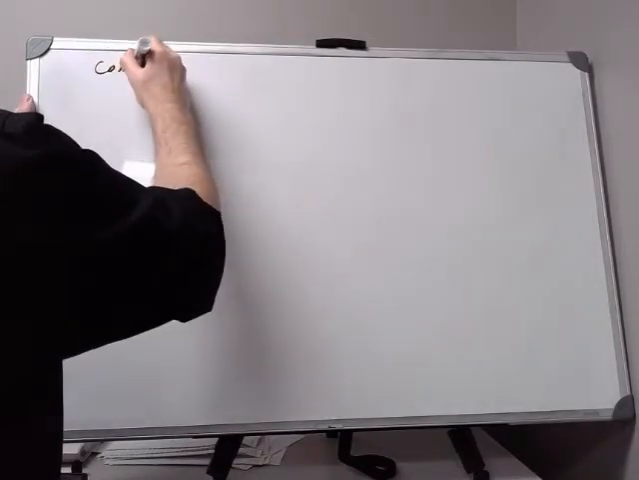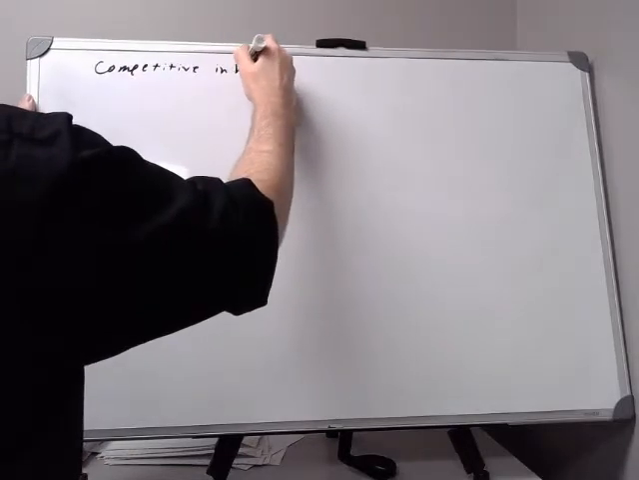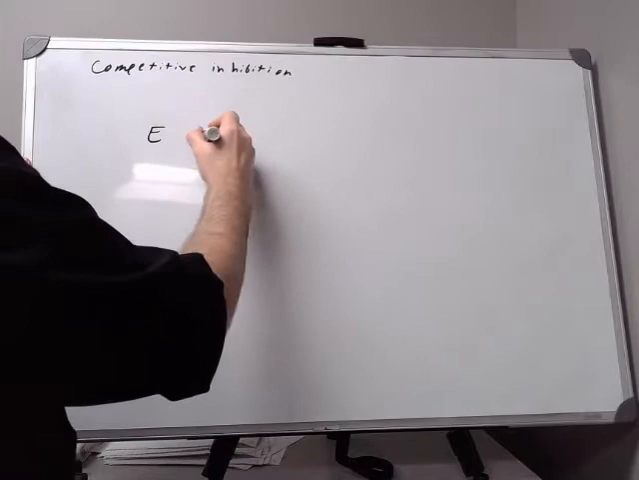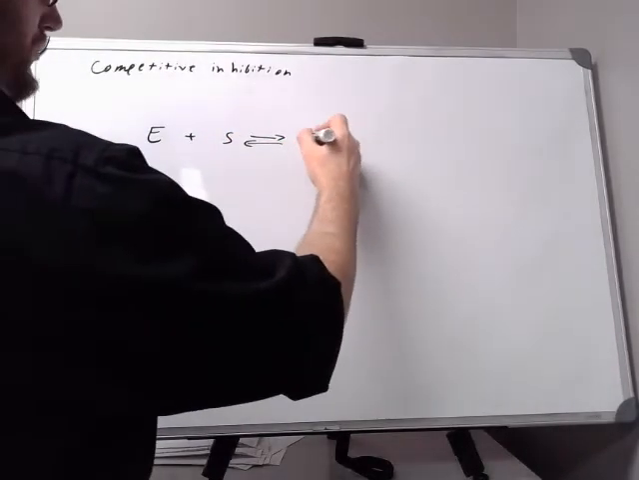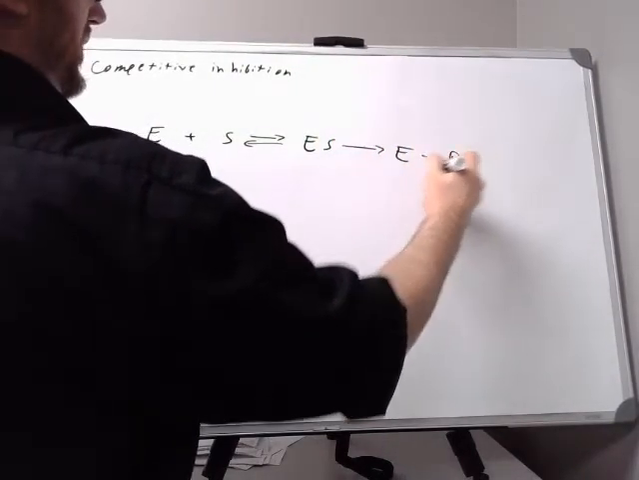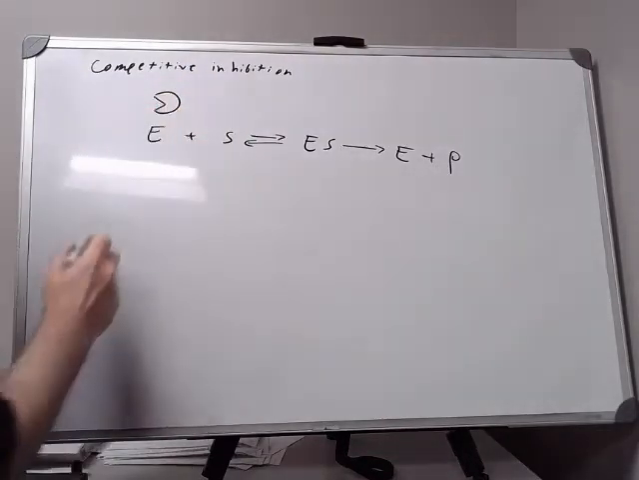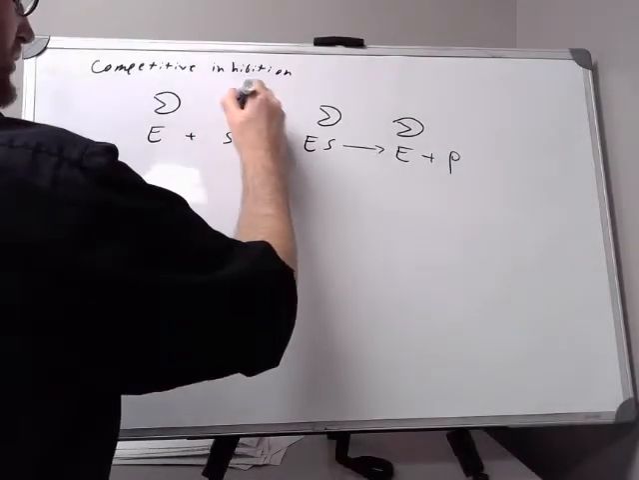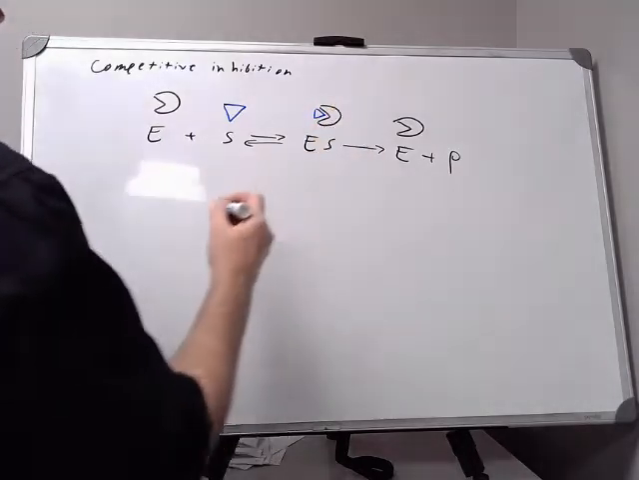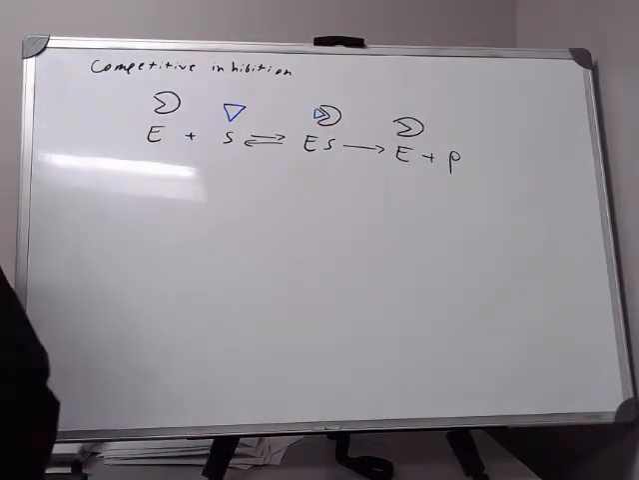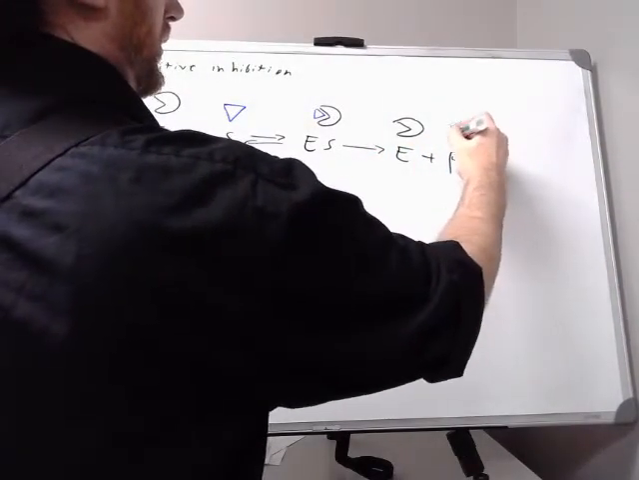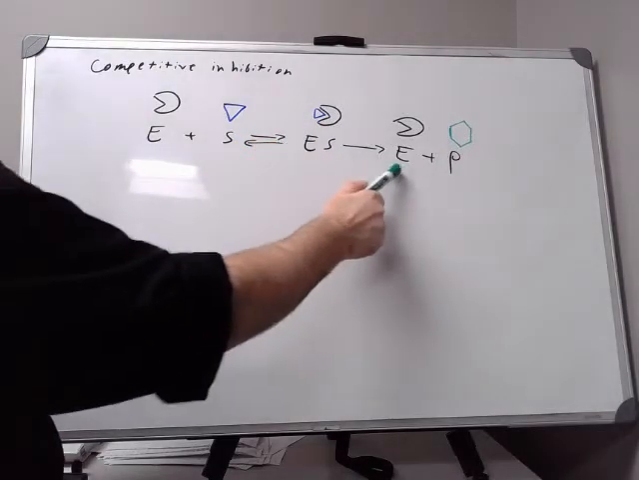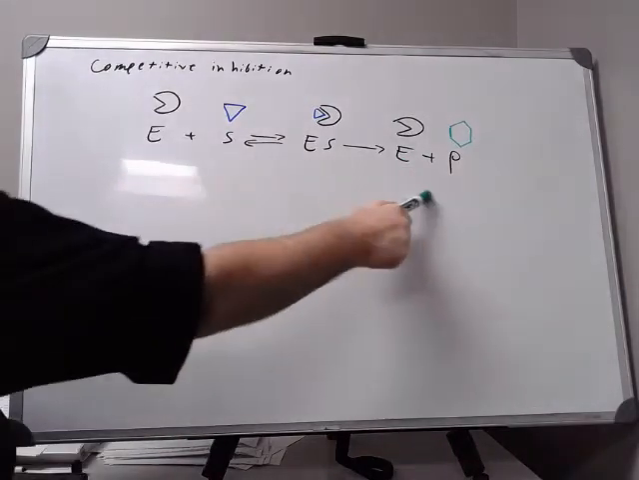So we'll begin with competitive inhibition. That we've already drawn, this E plus S goes to ES goes to E plus P. And just to draw some pictures, we have our enzyme and our substrate. I've changed the colors, but the idea is the same. That the enzyme binds the substrate to form the enzyme substrate complex. The substrate is converted into product, and that product is released, so the enzyme can come back and do the process over again.